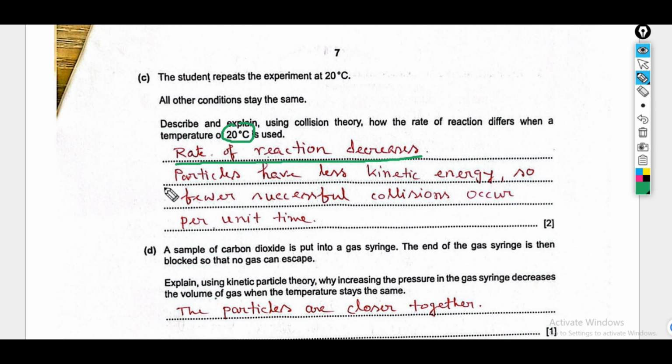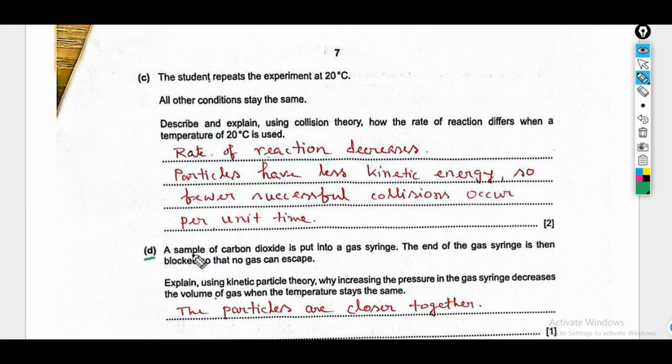Why? Particles have less kinetic energy, so fewer successful collisions occur per unit time. The rate of reaction decreases because the temperature is less, so particles have less kinetic energy, so fewer successful collisions occur per unit time. That's why the rate of reaction decreases.